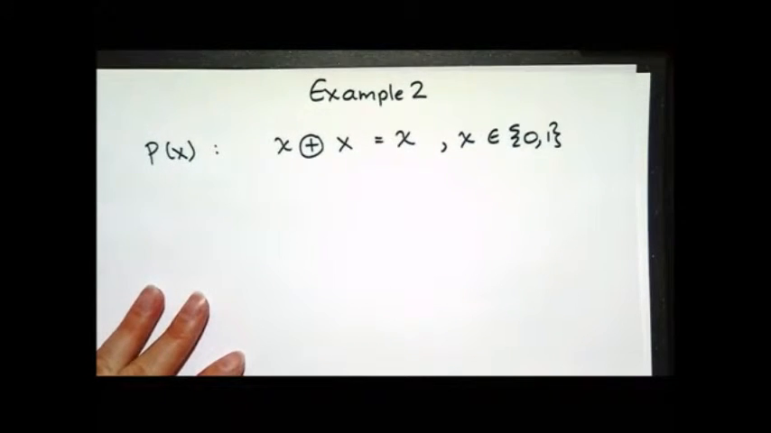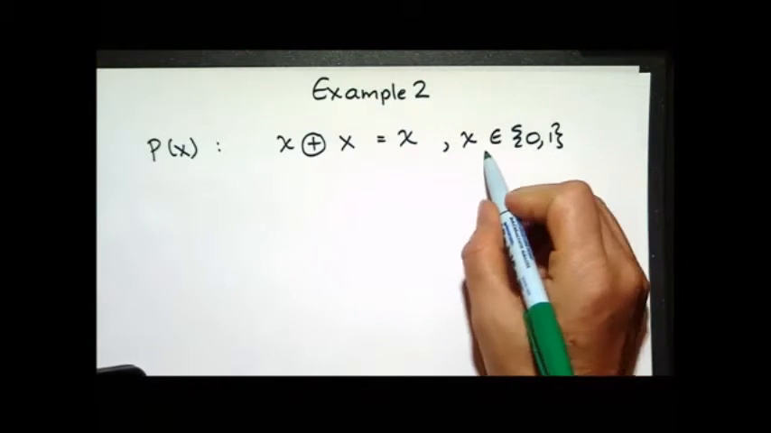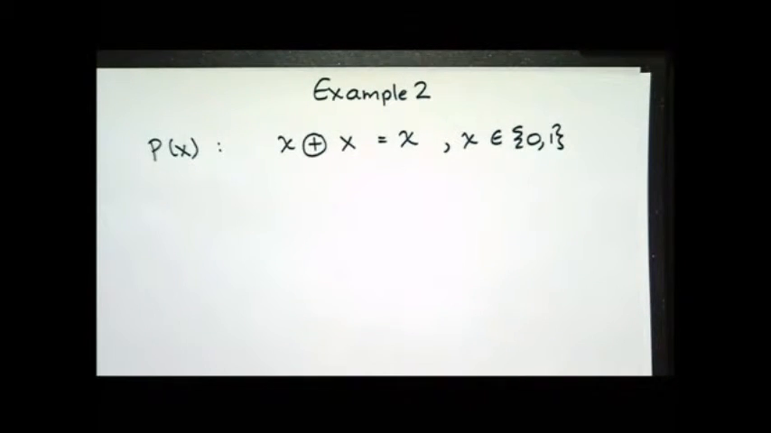Okay, here's another example. So my statement P of x, my predicate, is going to be that x exclusive OR x is equal to x. And x is going to come from {0, 1}. So it's going to be a regular propositional variable like we have been. So we've had things that are 0 and 1. So this is how I write x is a Boolean variable or a proposition.